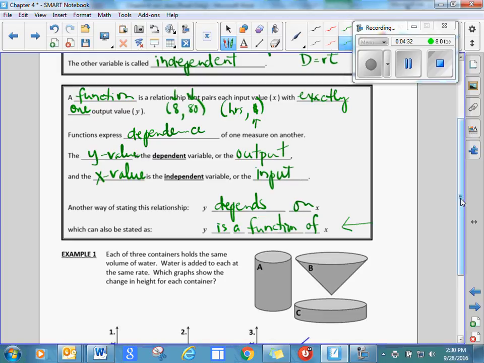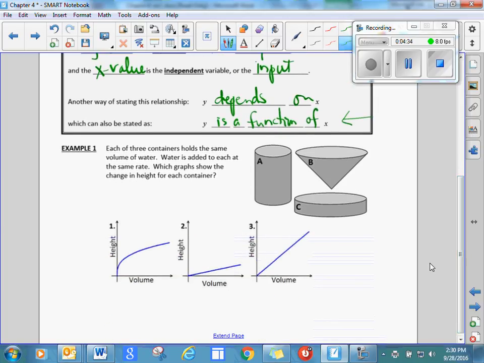So let's look at some examples. There's one on this page and there's a few on the next page. I'll see how long this video goes. I may do this section in 2 videos. So it's asking you to look at these 3 containers over here and these 3 graphs. And we're trying to match which picture, which container goes with which graph. It tells you that, and if you'll read this carefully, each of these 3 containers holds exactly the same volume of water, exactly the same amount.